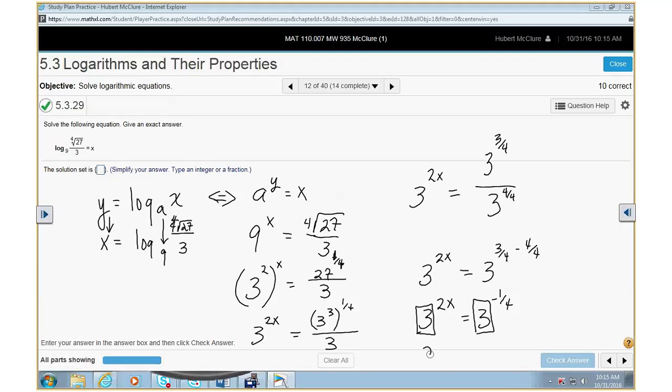2x is equal to what? Negative 1/4. Two x is equal to negative 1/4. Divide by 2. Divide by 2 over 1. X is equal to multiply by 1/2. X is equal to negative what? 1/8.